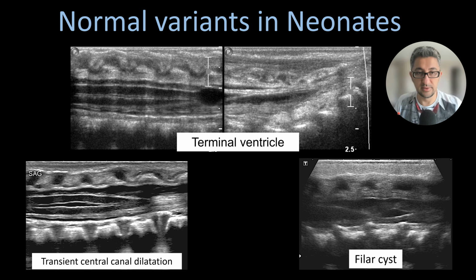To summarize the normal variants in the neonates, we have terminal ventricle, where the cyst is within the cord. Filar cyst, where the cyst is distal to the cord among the nerve roots. And there we have the transient central canal dilatation, where the central canal is filled with CSF and we can see it. These are all transient findings and should not be confused with pathology.